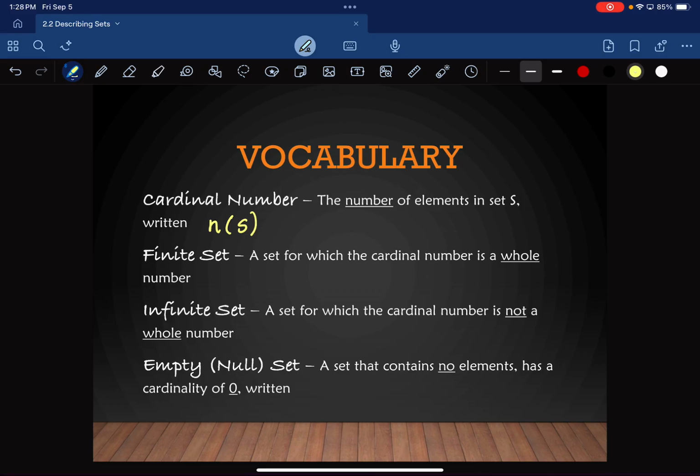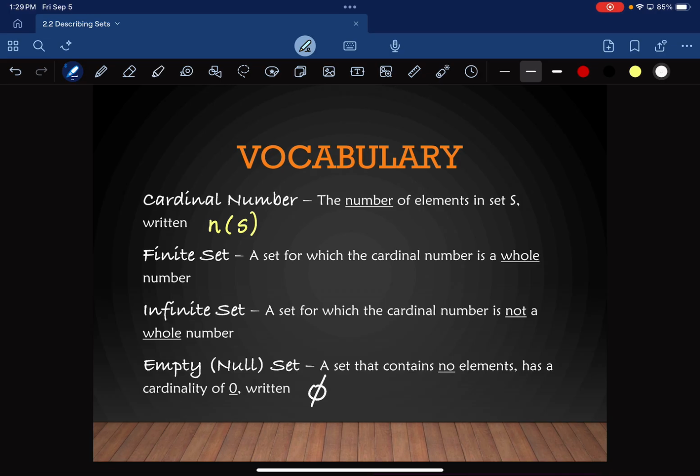And then the most interesting one on this page is the last one. It's the empty or the null set. So this is the set that contains no elements. You might think that doesn't sound very interesting. It's written one of 2 ways. Since it has no elements, its cardinality is 0. It's written as a 0 with a line through it.